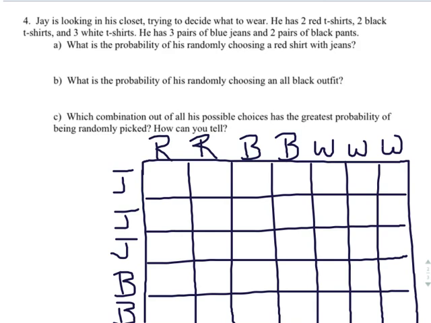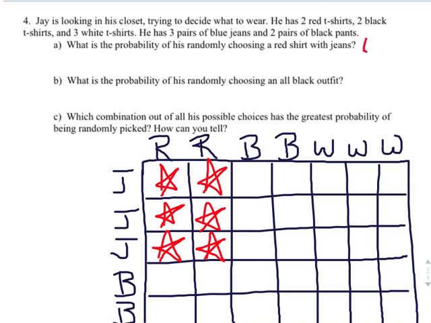So I'm going to put a star in all those boxes. Red shirt and jeans are going to get a star. If we look at how many boxes we have total, we had 7 types of shirts and 5 pairs of pants, so 7 times 5 is 35. And here we have 6 favorable outcomes divided by 35 total outcomes. So the probability of him getting a red shirt with jeans would be 6 out of 35.